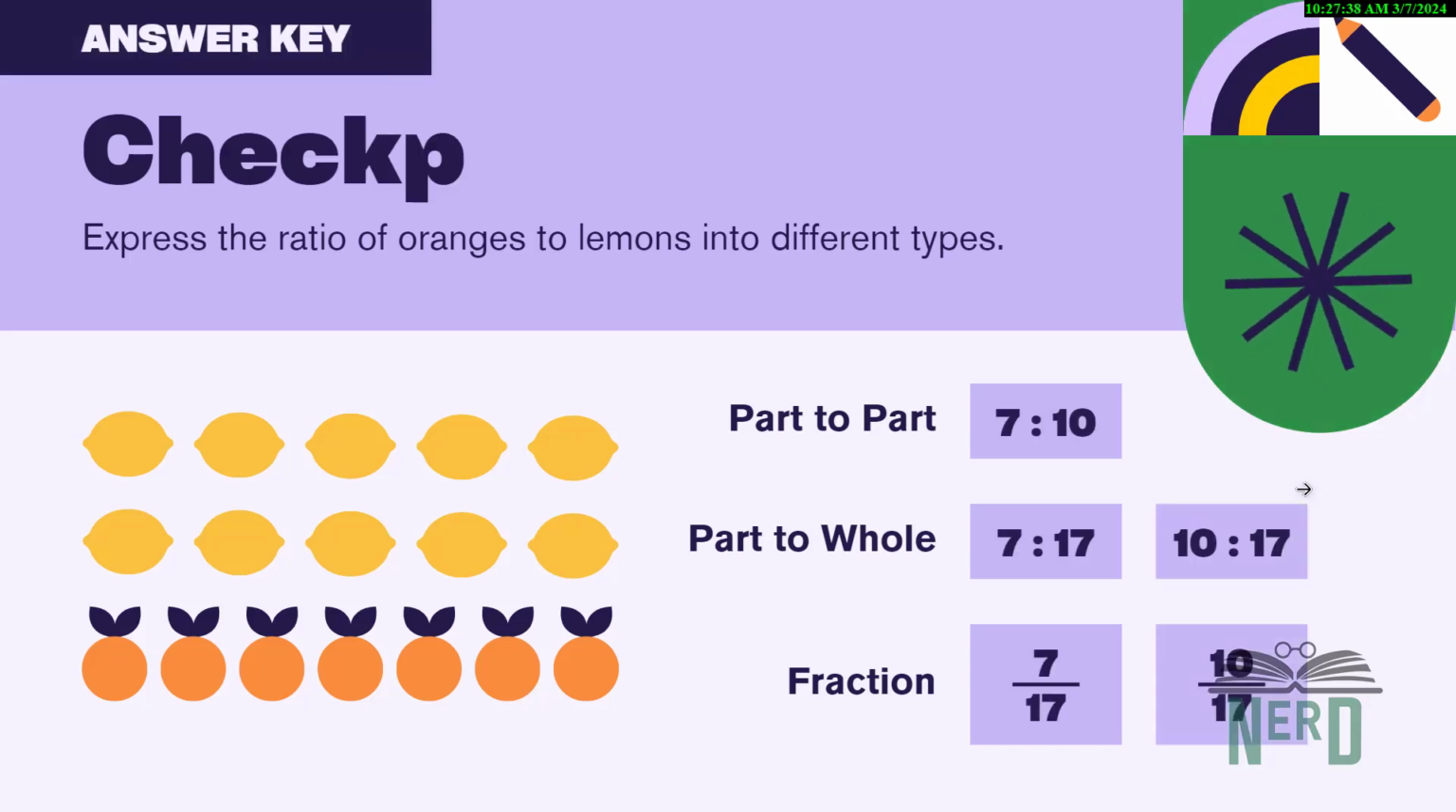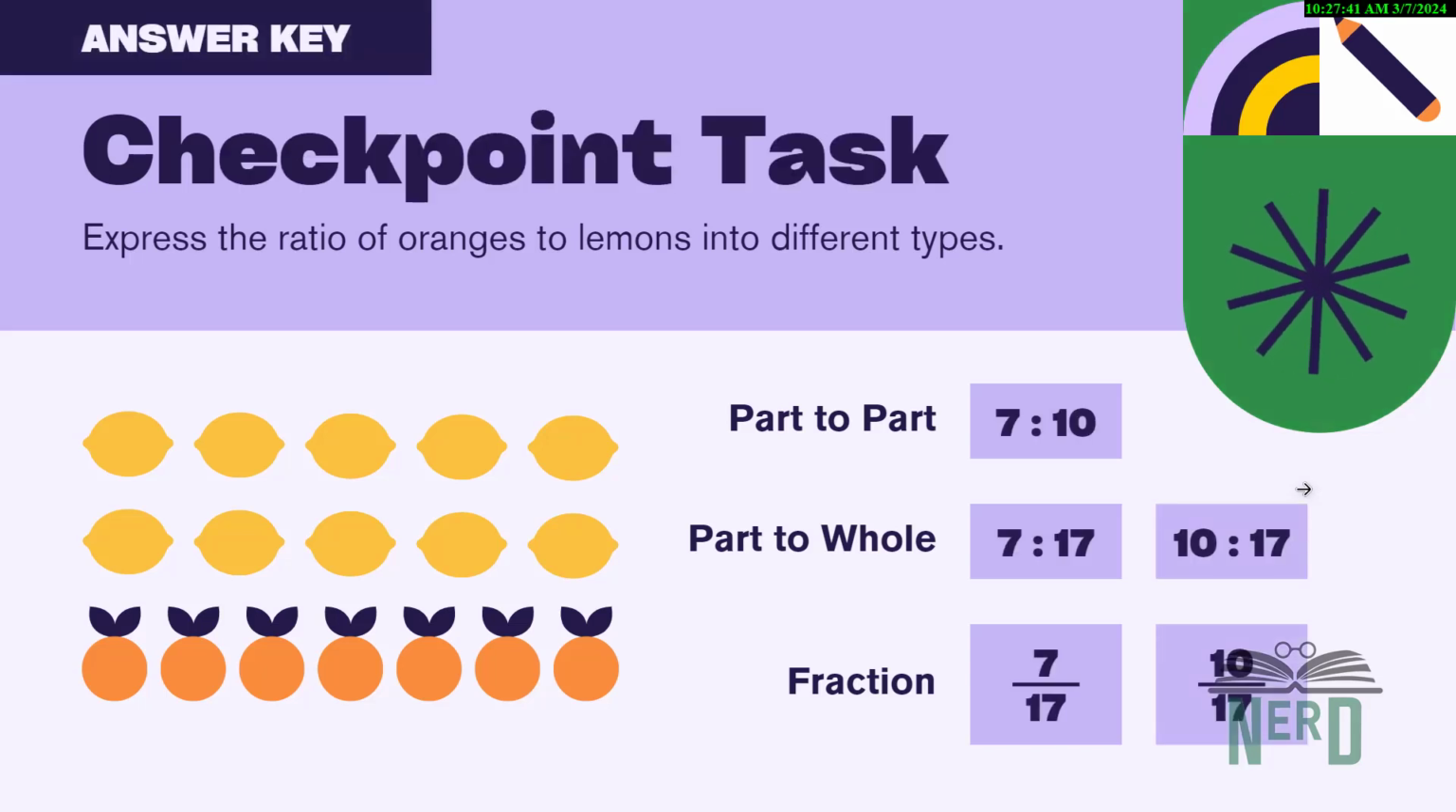So here is our answer, right? You can see we have a total. Part to part, if we do that, we have 7 lemons and 10 oranges. So in that way you can write it. And part to whole, in a similar way you do that and you'll find the answer. You can also write part to whole as a fraction, which is 7 to 17 and 10 to 17, right? I hope you get what we are discussing.